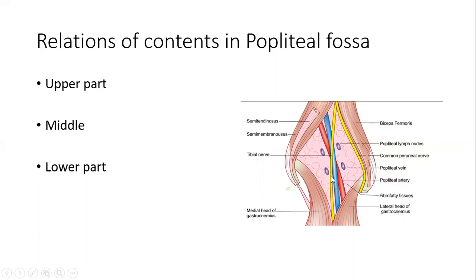Then further in the lower part of the popliteal fossa, you can see that after crossing posteriorly, tibial nerve has finally come to lie medial to the popliteal vessels within the lower part of the popliteal fossa. Then lateral to it, we have the popliteal vein, and lateral most structure is now the popliteal artery. So this is how you must understand and must be able to describe the relation of the different structures, especially this neurovasculature, in the different parts of the popliteal fossa.